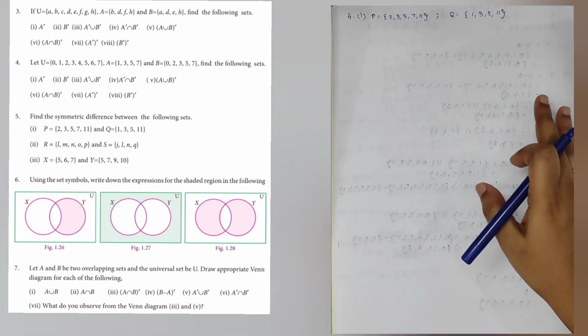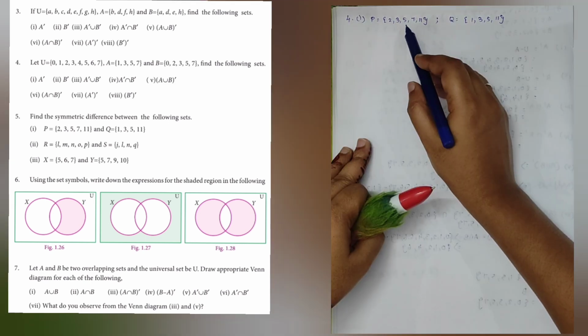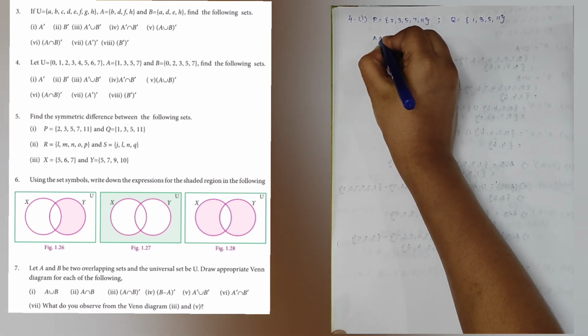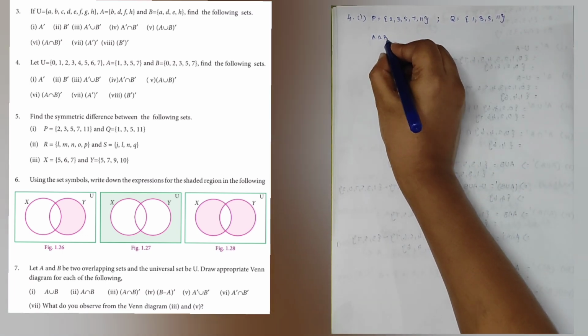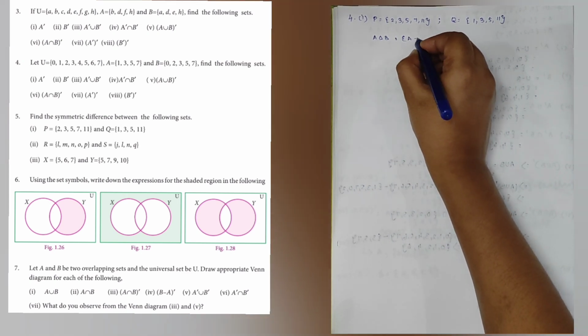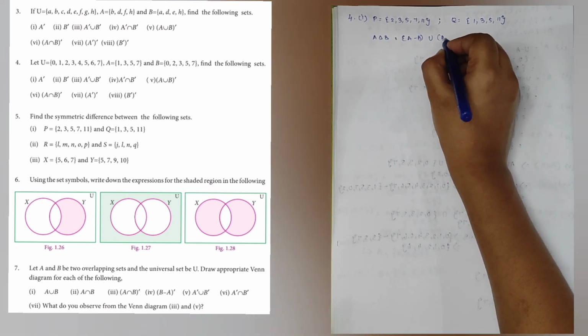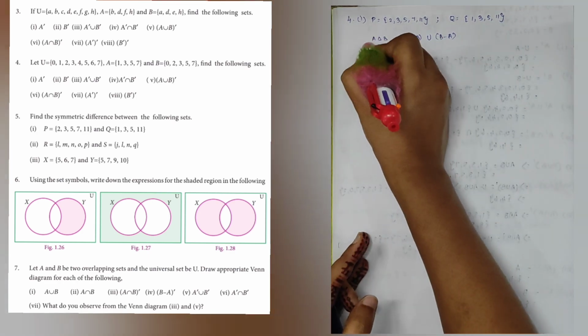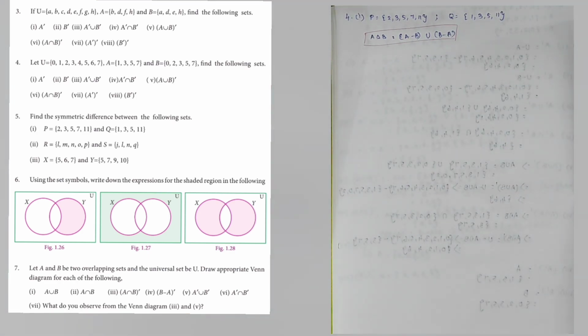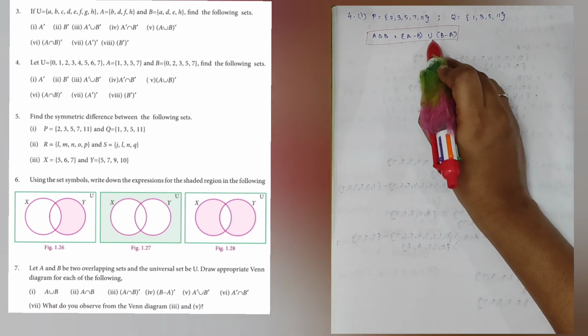Next, fourth question. Find the symmetric difference between the following sets. Symmetric difference means you have to find A delta B, or you can say A symmetric difference B. Okay. So A delta B is equal to A minus B union B minus A. This is the formula: A delta B is equal to A minus B union B minus A.